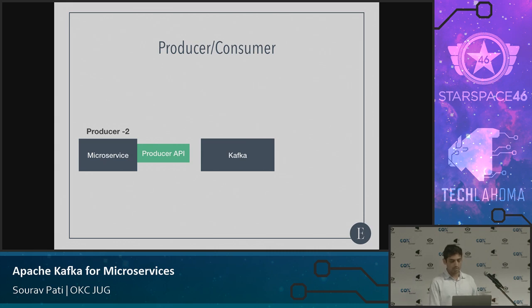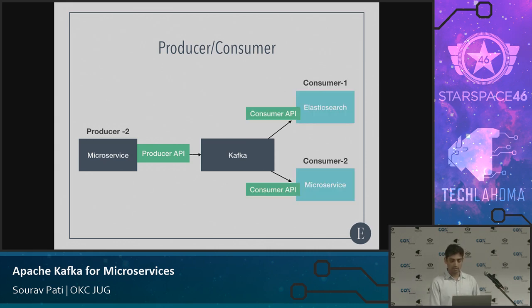So your producer pushes the data to Kafka, and then you have consumers. Multiple consumers can consume the same data from a particular topic. You may want to store the same data in Elasticsearch, and then you can have another microservice which consumes the data and pushes it to some other data storage. You can easily maintain the state of the entity and give the entity to multiple data storages.